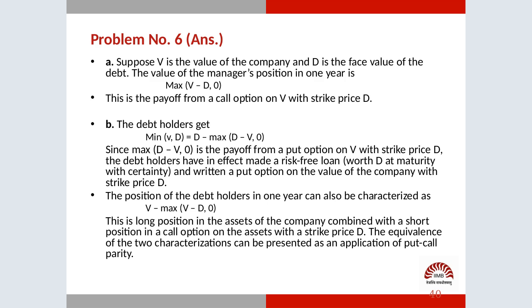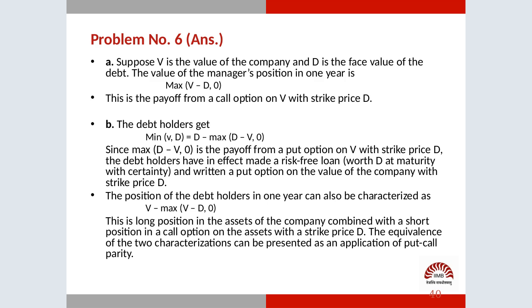This is your position. Now let's look at it from the debt holder's position. On maturity, how much do the debt holders get? They either get the face value of the debt or they get the company, whichever is lesser. Remember, you get the face value of the debt if the value of the company is more than the debt, because then the debt is repaid. If the value of the company is less than the debt face value, the company is given over. So I get the minimum of V and D, which is nothing but D minus the maximum of D minus V and 0. Because if you look at D minus V, it is nothing but a put option on V with a strike price of D.